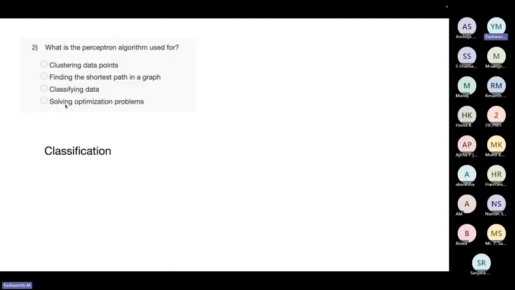So let's go to another question. This is a simple question, we should be able to answer this. What is the perceptron algorithm used for? Clustering is not the point. Finding shortest path is not. Classifying data, yes, it's correct. To be precise, classifying linearly separable data. To be very precise.